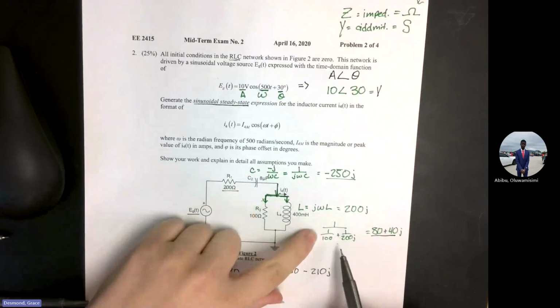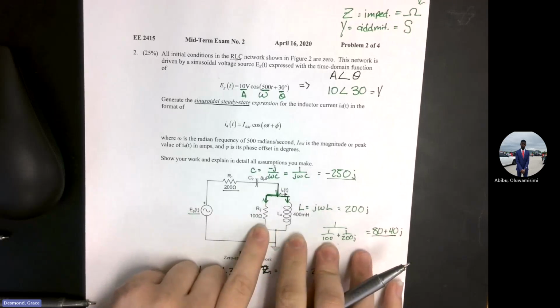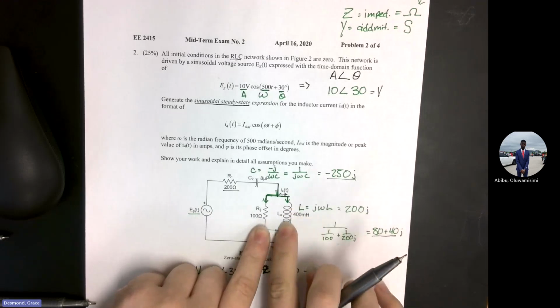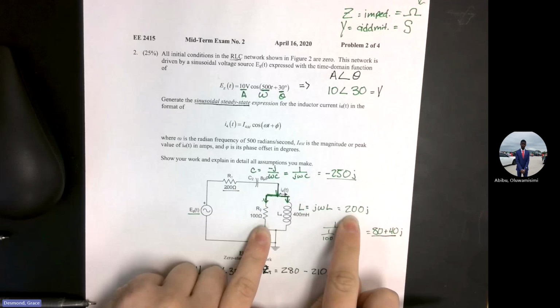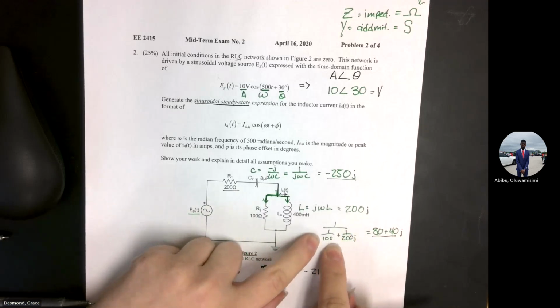Sorry, I combined these two in parallel. I saw that this resistor and this inductor were in parallel. So I took our impedance for this inductor, which was 200j, and then I did the parallel formula for those two. Does that make sense?